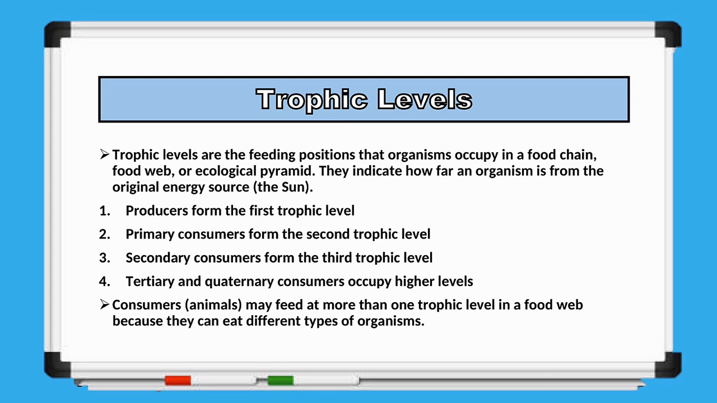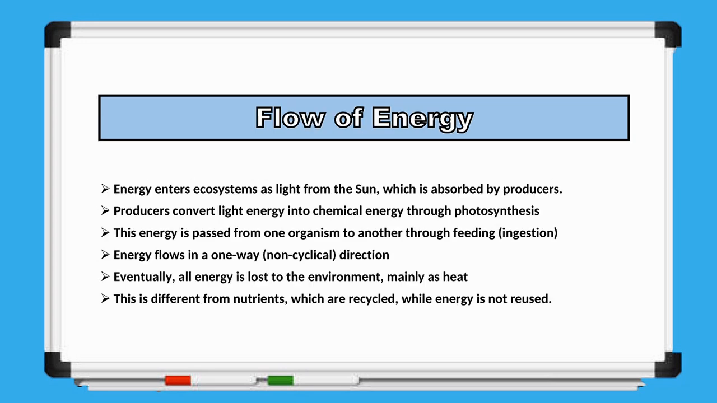Primary consumers, which are herbivores, occupy the second trophic level. Secondary consumers, which feed on herbivores, occupy the third trophic level, while tertiary and quaternary consumers occupy the higher trophic levels. In a food web, some animals may feed at more than one trophic level because they consume different types of organisms. Now let's look at how energy flows through these trophic levels.